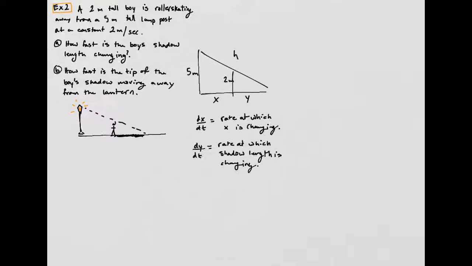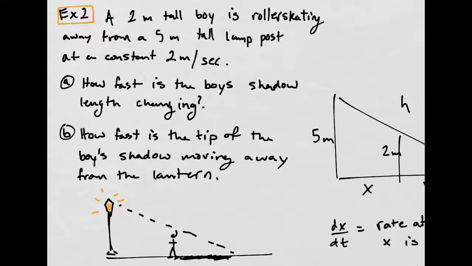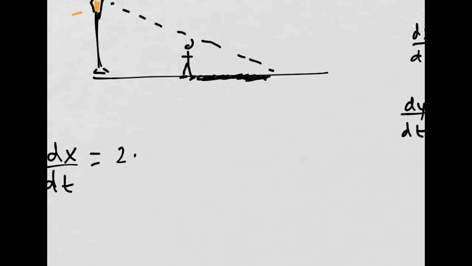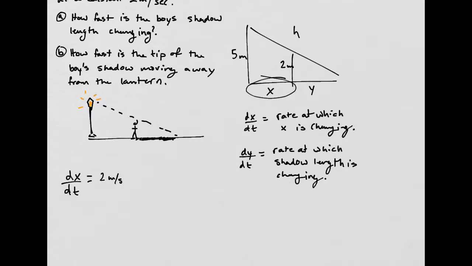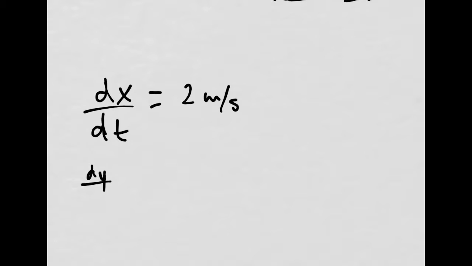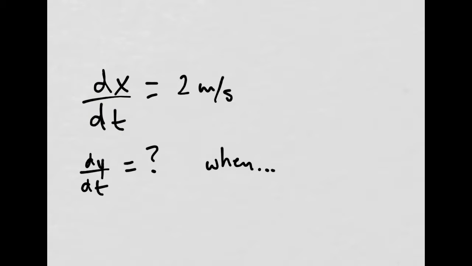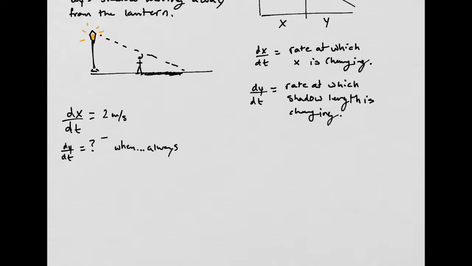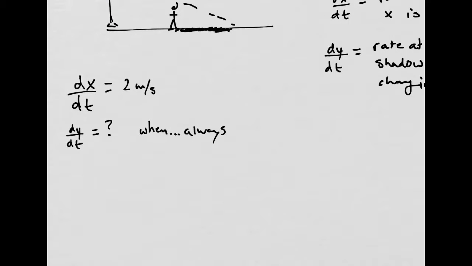Okay, now let's write down what we know. dx/dt, that was the kid's speed. That's a constant 2 meters per second, and it's positive because this is growing. We also have dy/dt. We don't know it, but we're looking for that. It doesn't say when, so maybe this is increasing at a constant rate also. This is a constant rate, so this will hopefully be a constant rate. I guess if they don't give us a value, then it has to be.